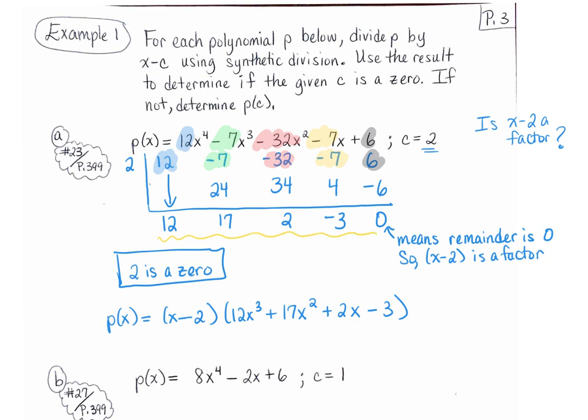These coefficients represent the coefficients of the polynomial of 1 degree less. Okay? The 0 here indicates that x minus 2 is a factor. So when you multiply these two together, you're going to get this p of x back. Okay? So what we just did was a shortcut for dividing this polynomial by x minus 2.